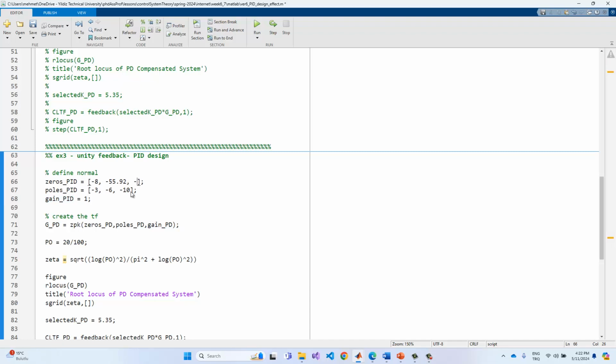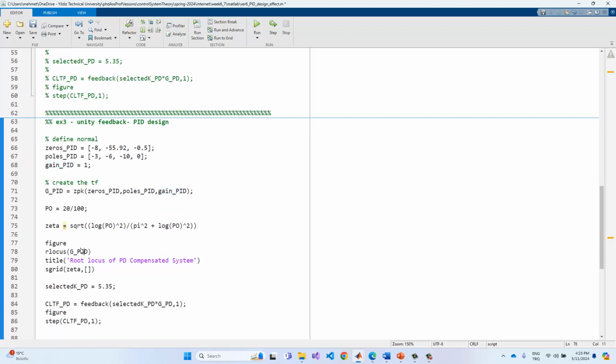50.92 and minus 0.5. Okay, and also we need to add the 0 value because the PI controller is equal to S plus 0 minus 0.5, and also we need to add the origin term, the origin pole, like the 0. Okay, and so PID.